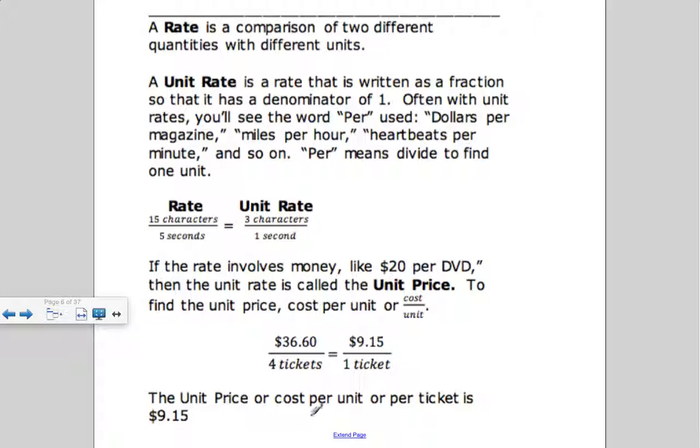So imagine someone's going to a movie theater. They spend $36.60 for 4 tickets. If I break it down per person, or for each person, or for 1 person, it's $9.15 for 1 ticket. So it's cost divided by units. So unit price or unit cost is for 1 unit.